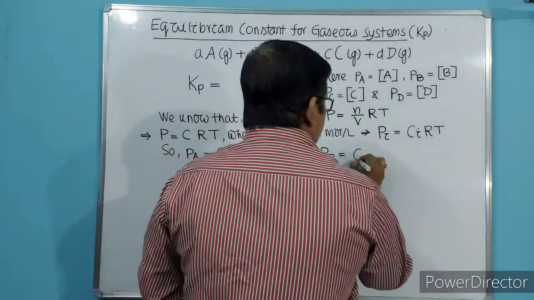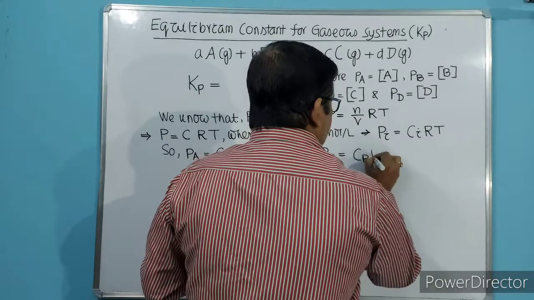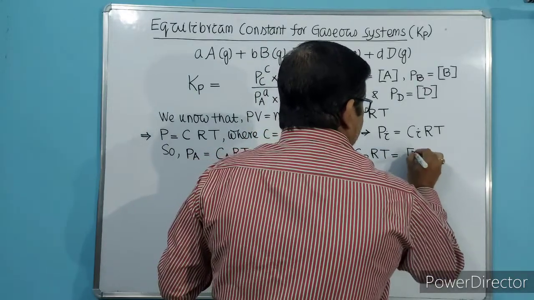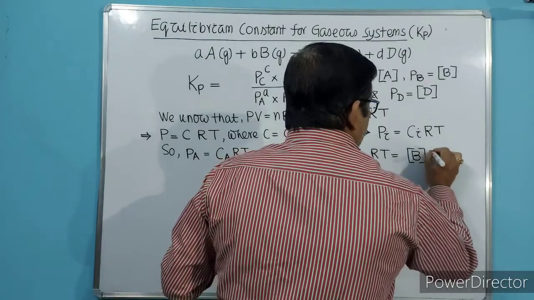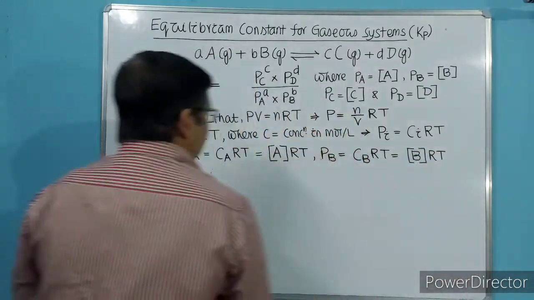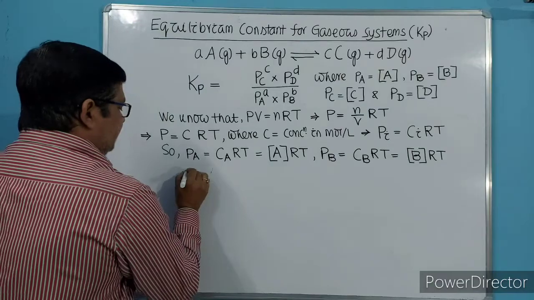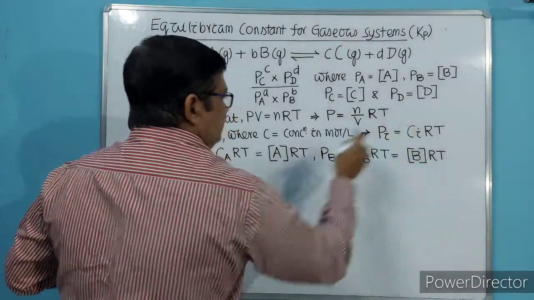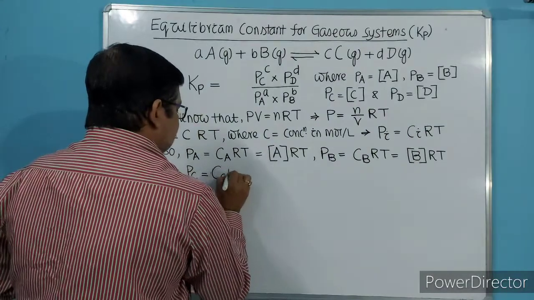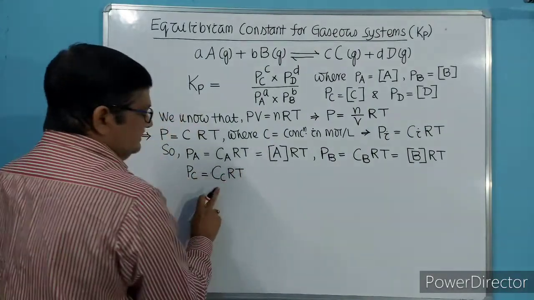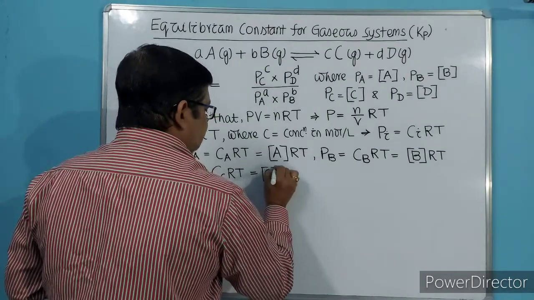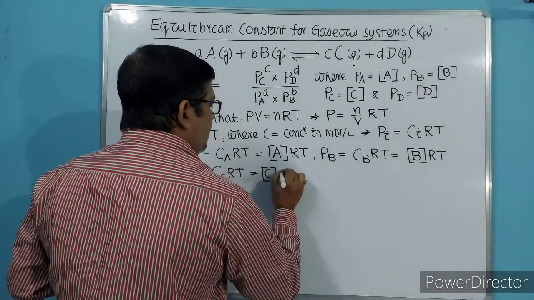PB is equal to CB, concentration of B, into RT. That means concentration of B, I will write as square bracket B into RT. Similarly, what will be PC, the partial pressure of C? PC will be equal to CC RT, where CC is the concentration of C. That means concentration can be written as square bracket C into RT.